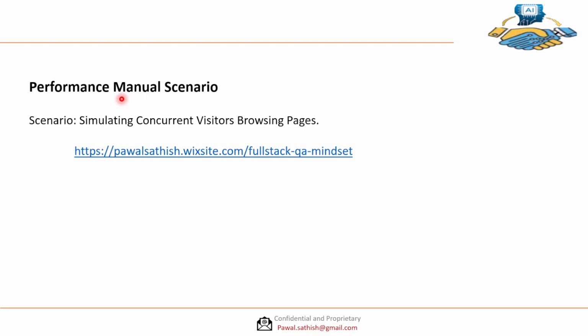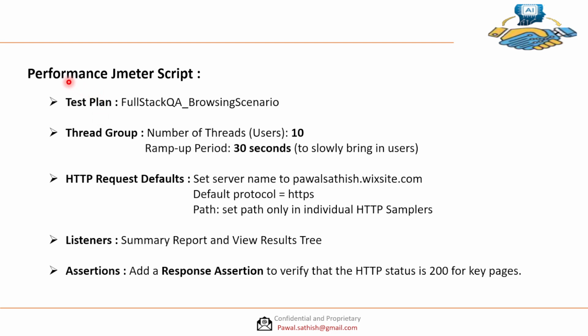Consider this as my manual scenario, simulating concurrent visitors browsing pages. Suppose this is my website and I want to develop a script to look at how many concurrent users we can handle on this website. For this, in JMeter, I will first create a test plan, and after that, I will add a thread group. As I mentioned, by default the number of threads is one, but we need to set it to 10, and the ramp-up period will be 30, meaning within 30 seconds, all 10 users become live on the application.